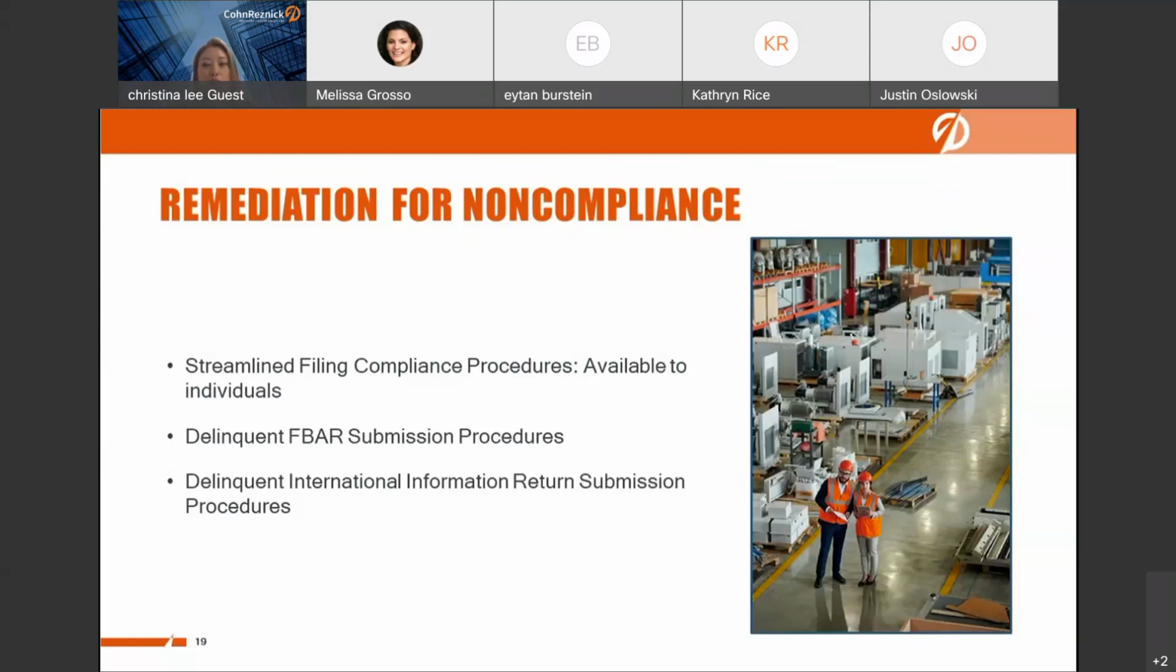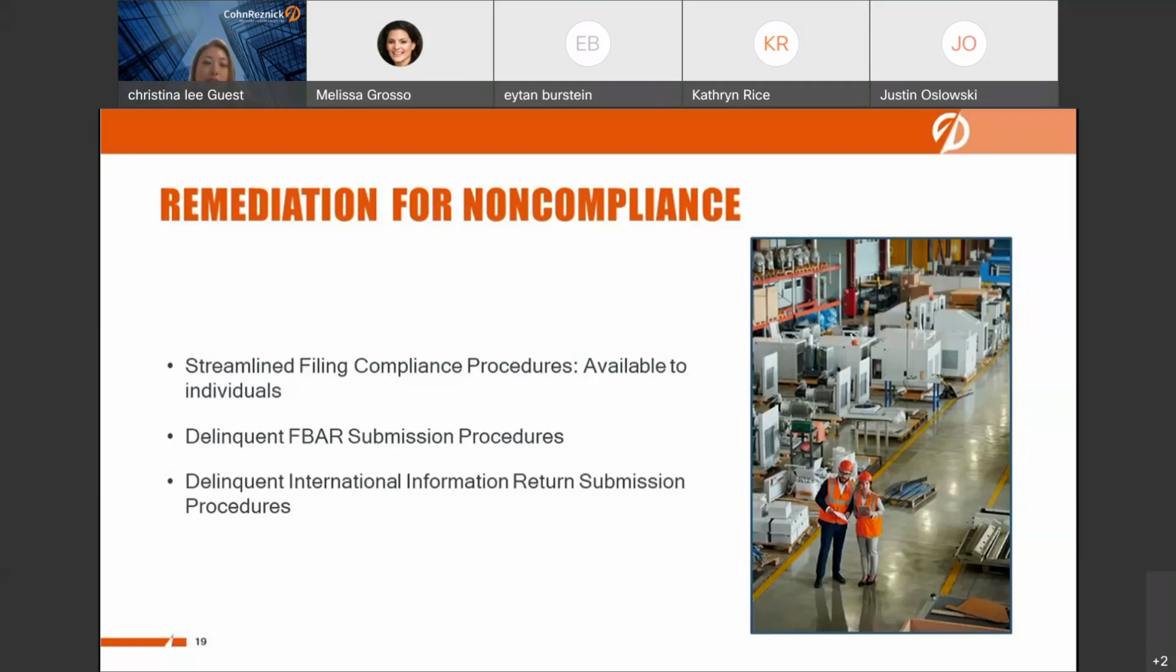This program is only available to individuals, and there are a few requirements that have to be met in order to qualify. There is no penalty for taxpayers overseas to enter this program, but for individuals who are in the US, there's an upfront cost of 5% of the value of unreported assets. So it does come with a ticket price. But the major advantage of this program is that it limits the years of the non-compliant return submission to 3 years of income tax returns and 6 years of FBARs.